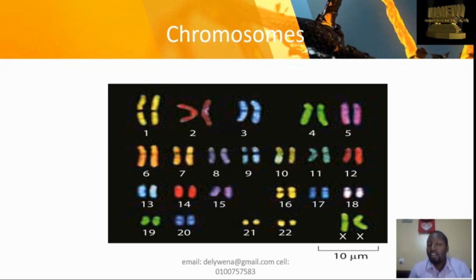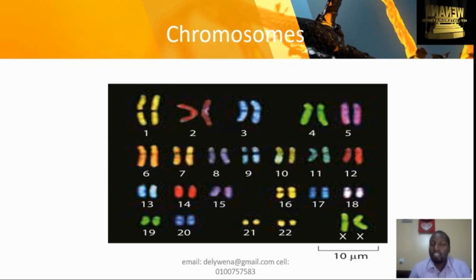And that's why when we are preparing our slides in the lab, we tend to take the apex of the growing shoot or the growing root, and then we prepare slides from that and we observe under a light microscope, and we are able to see some of these chromosomes. Why? It's because they have become shorter and fatter.